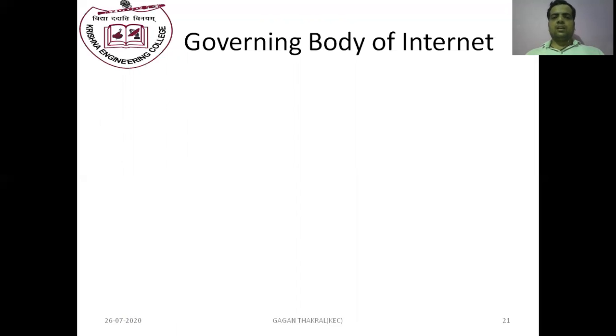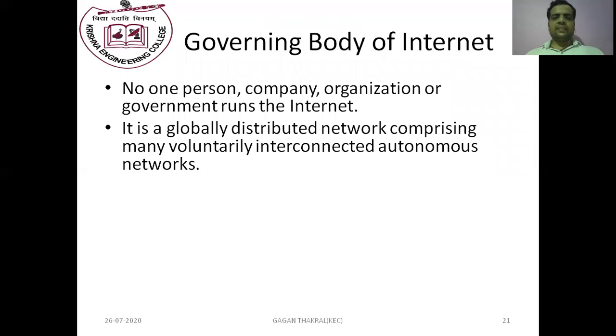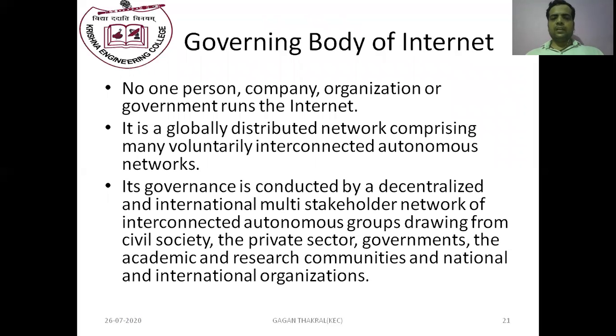Governing body of internet. Governing body of internet means who is the owner of internet. It is very tough to find out the actual owner of the internet. No one person, company, organization, or government runs the internet. It is a globally distributed network comprising many interconnected autonomous networks. Its governance is conducted by a decentralized and international multi-stakeholder network of interconnected autonomous groups drawing from civil society, the private sector, governments, the academic and research communities, and national and international organizations. Or in other words, internet is a distributed network and no single person, company, organization or government is the owner of internet.